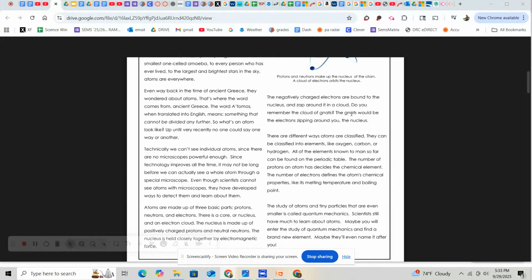Even way back in the time of ancient Greece, they wondered about atoms. That's where the word comes from, ancient Greece. The word atomos, when translated into English, means something that cannot be divided any further.